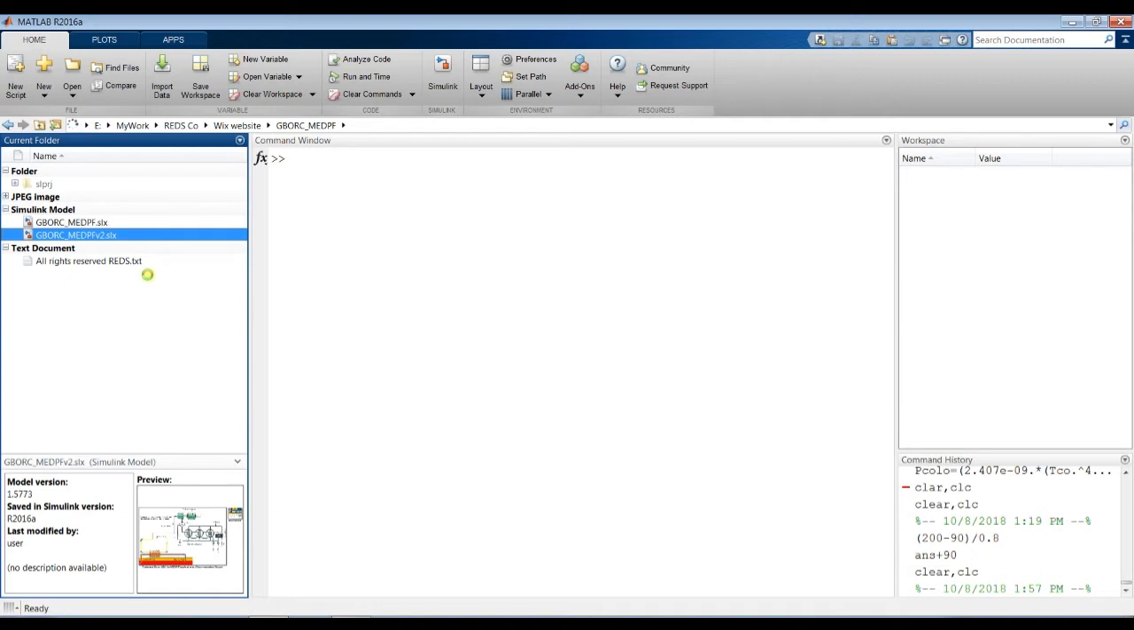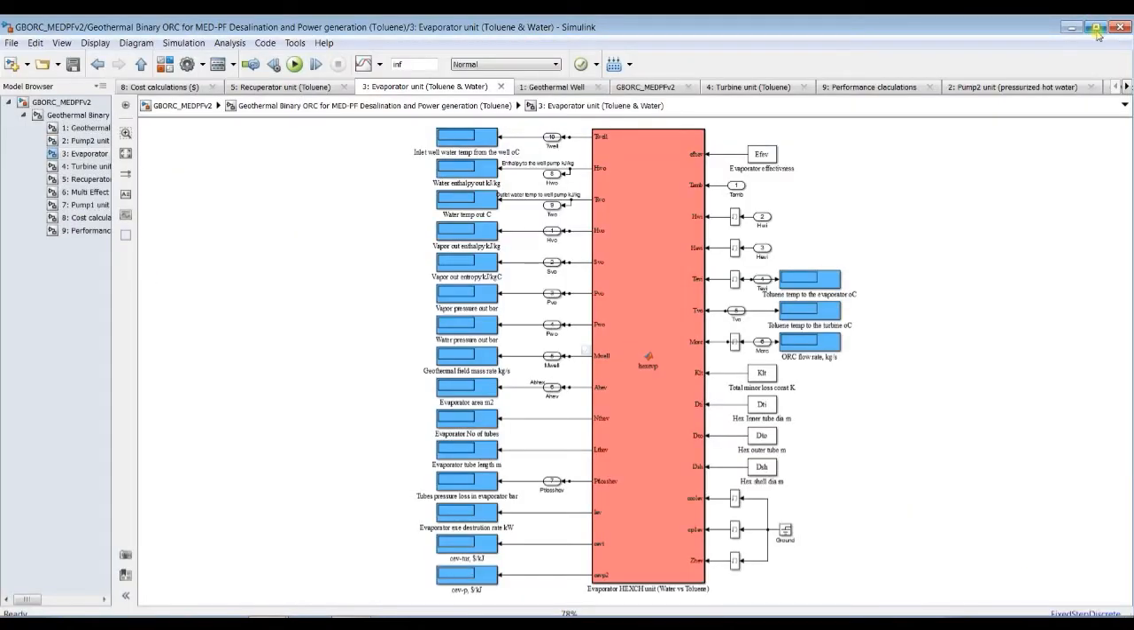Okay, version 2, I made a tiny reformation related to version 1. Actually, in version 1 you have to assign the geothermal well temperature, but in the second one it has to be calculated. Now let's go and see.